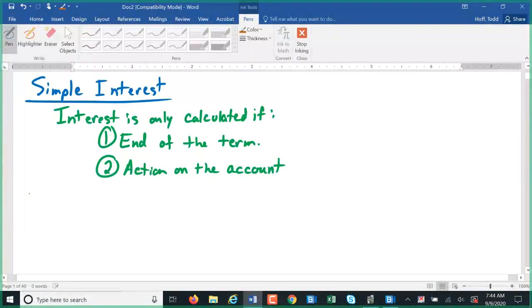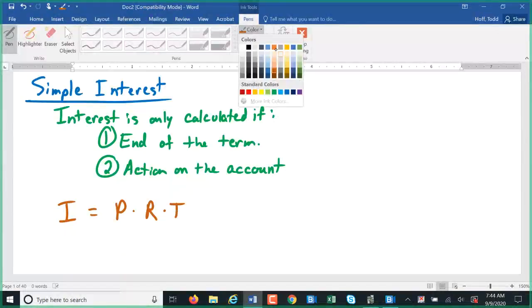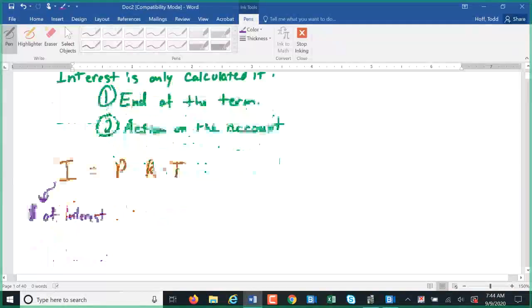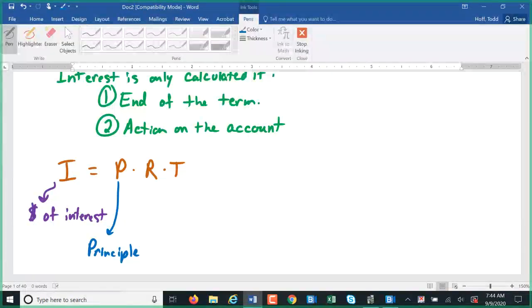So the formula for the amount of simple interest is I equals P times R times T. Where I is the dollar amount of interest. P is the principal. Principal is your base amount. That's the money you start with. That would be your 100%.